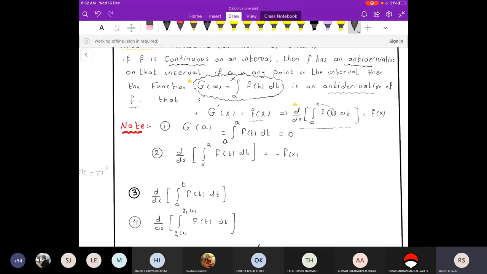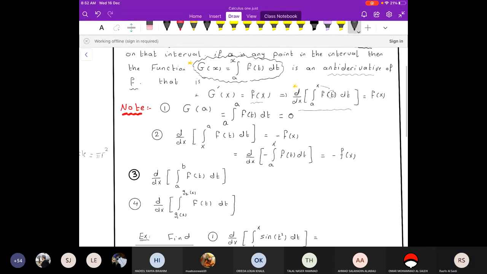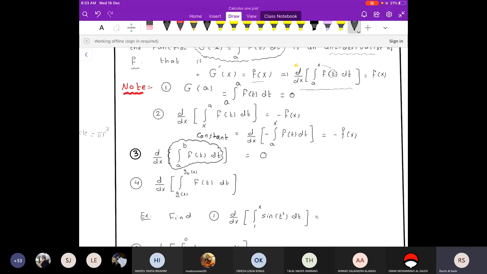Why minus f of x? Because this is equivalent to d by dx, by the properties of the definite integral, of minus the integral from a to x of f t dt, and by the rule the answer is minus f of x. Now d by dx of the integral from a to b of f t dt, what do you think? Zero. Why? Because the definite integral is a constant. Regardless of what the function is, a definite integral is always a constant. But this other function is different, here it has the variable x.